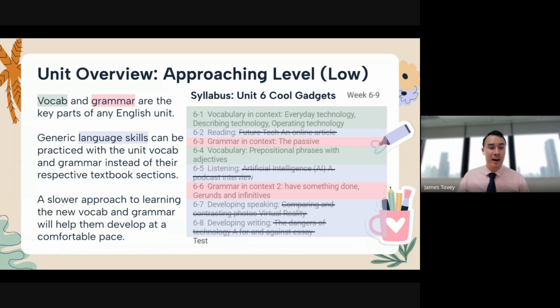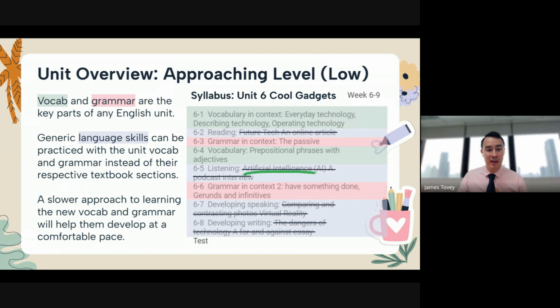So for example, for this particular one, Cool Gadgets Unit 6, for reading, there's future tech and online articles. So they have to read an online article for that skill, to practice their reading skill, right? Now, for an approaching level student, instead of adding in more different terms, different contexts in which they have to learn alongside the reading skill, what you can do is practice the language skill with the vocab and grammar instead of the respective textbook section.